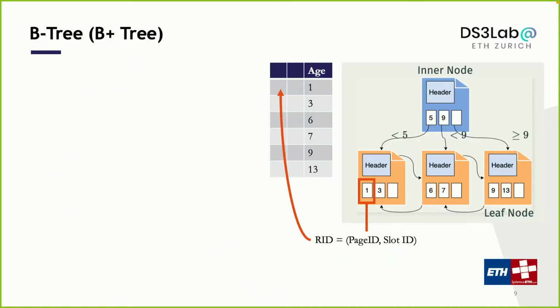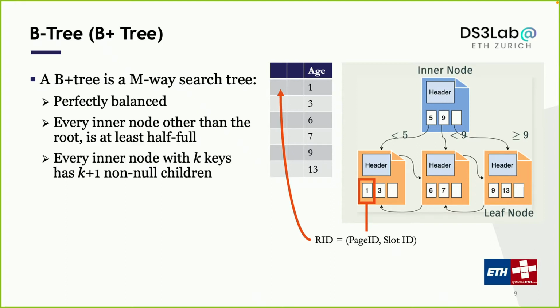And you can do better. Last time we talked about another way of accessing information, by building a B+ tree, which is a search tree, but not a binary search tree, rather an M-way search tree. It's balanced, and every inner node is at least half full.